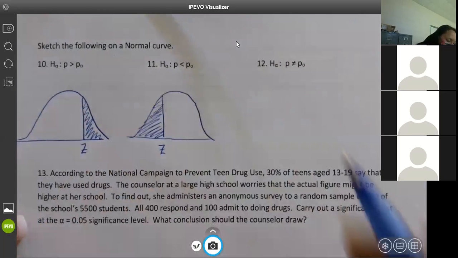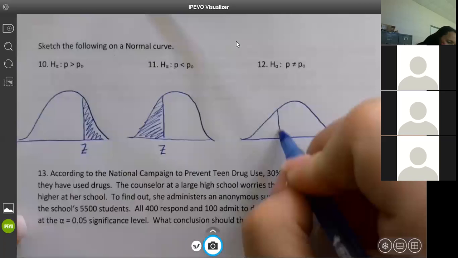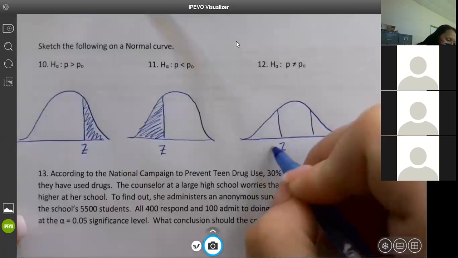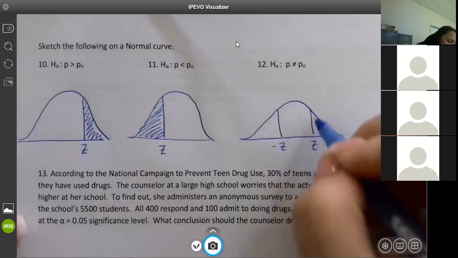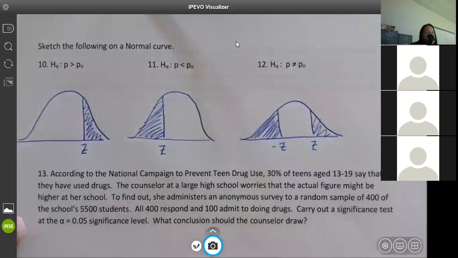And then number 12 is a two-sided test. So it goes on both sides. And again, both sides should be equal. Mine are a little bit off, but it's okay. All right, so just in case they ask you to do that.